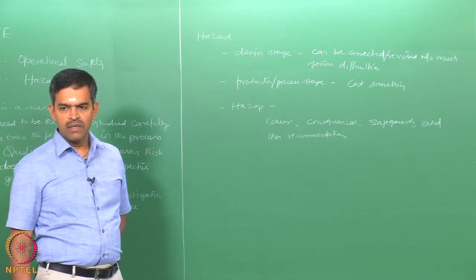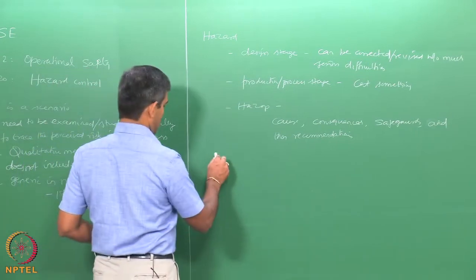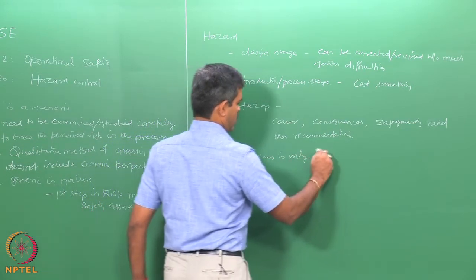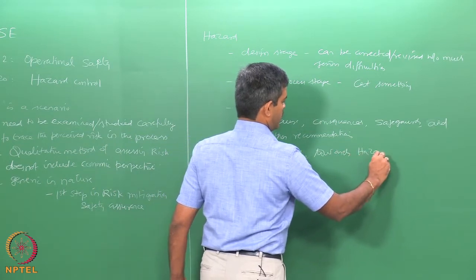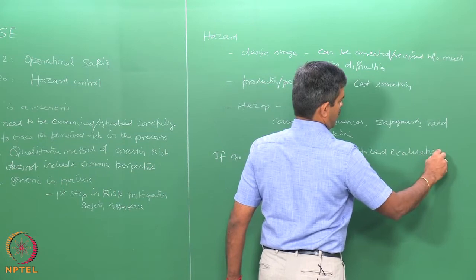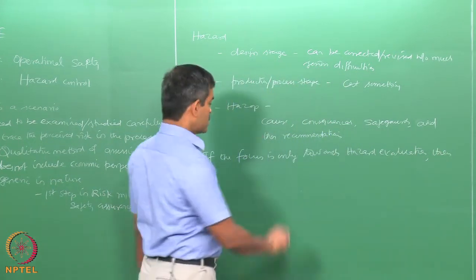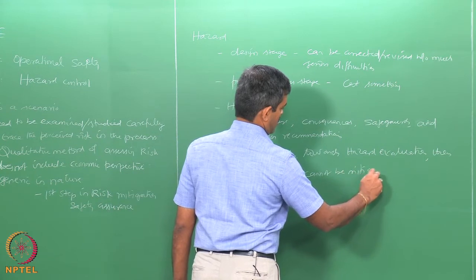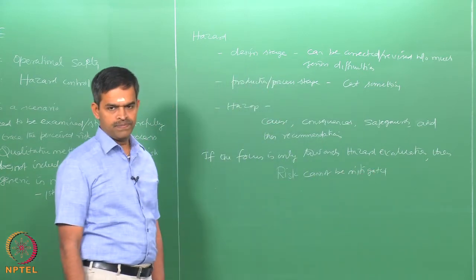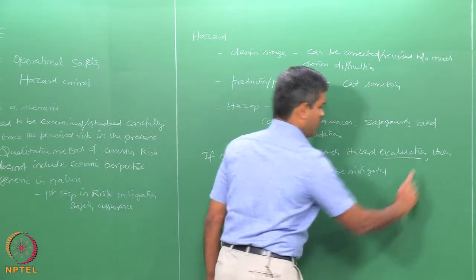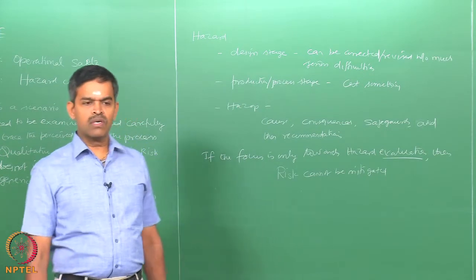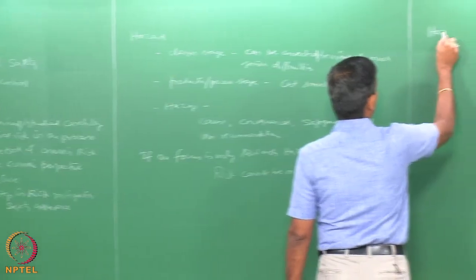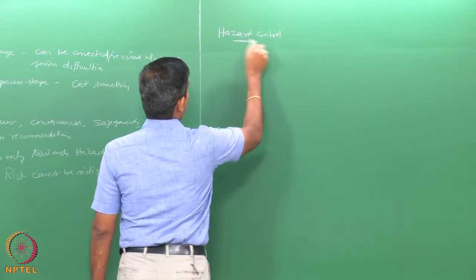In the whole exercise, if the focus is only towards hazard evaluation, then it is very clear that risk cannot be mitigated, okay. Because you are always looking for the presence of hazard in terms of evaluation. Then what should one do if you really want to get rid of risk from the root cause itself? One has to go for hazard control.